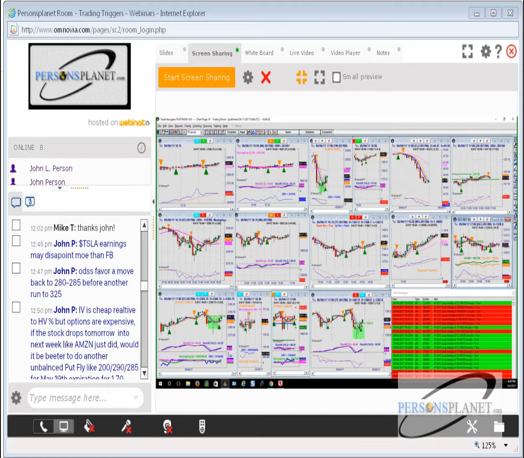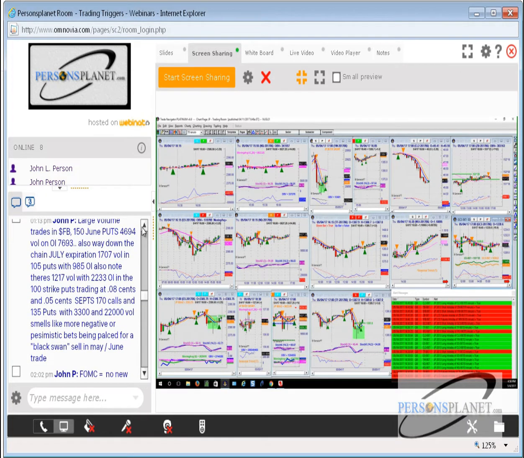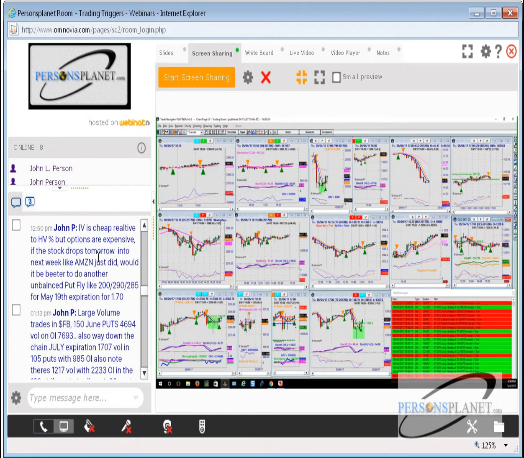So Tesla earnings, we were talking about, I felt that Tesla earnings would disappoint more, there's an R missing, so it's not "Mo", than Facebook. Odds favor a move back to 280, 285 before another run to 325 was our exact comment on Tesla. What we did at that point in time was start to look at a Tesla trade, just like we did with an Amazon trade in the room. So in fact, we just did exactly that.